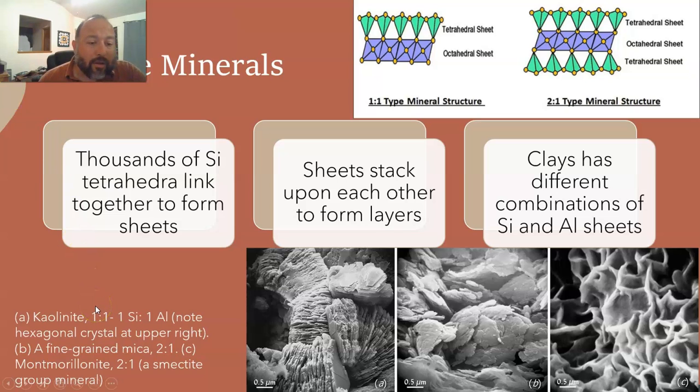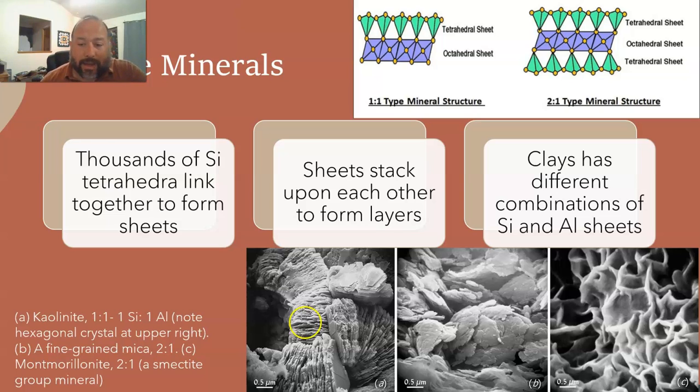So kaolinite, which is this one on the left here, which we saw in the previous slide, has a 1-to-1 ratio. What that means is the first number is silicon and the second number is aluminum. So in terms of sheets, kaolinite is made up of one sheet of silica and then one sheet of aluminum, and then that is stacked and stacked and stacked and stacked to form layers.